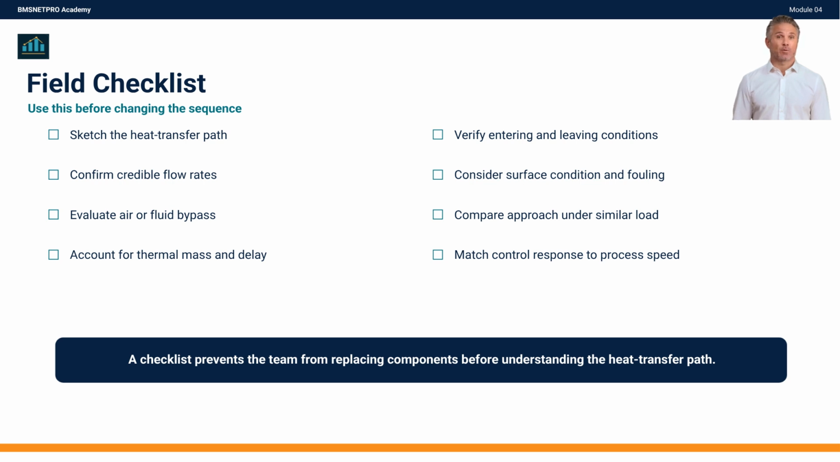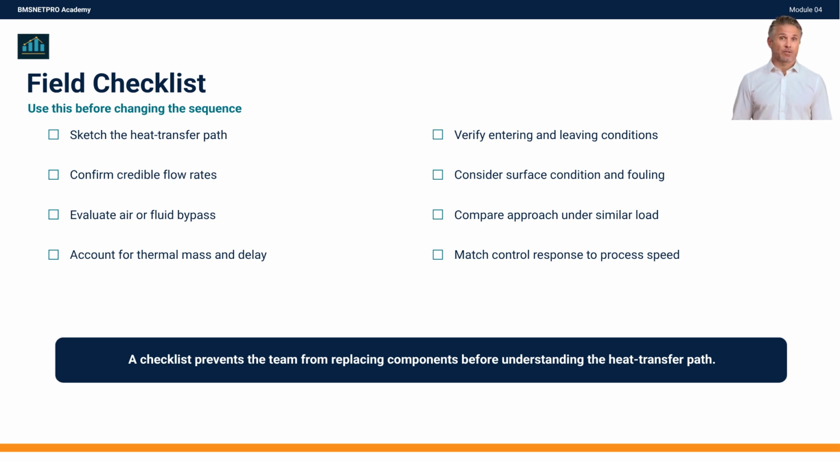This checklist is how we turn heat transfer theory into field practice. Before changing a sequence, sketch the heat transfer path. Identify where heat enters, where it leaves, and what stores energy. Then verify entering and leaving conditions. Confirm that flow rates are credible. Consider fouling, surface condition, air bypass, and fluid bypass. If you use approach temperature, compare it under similar load and flow.